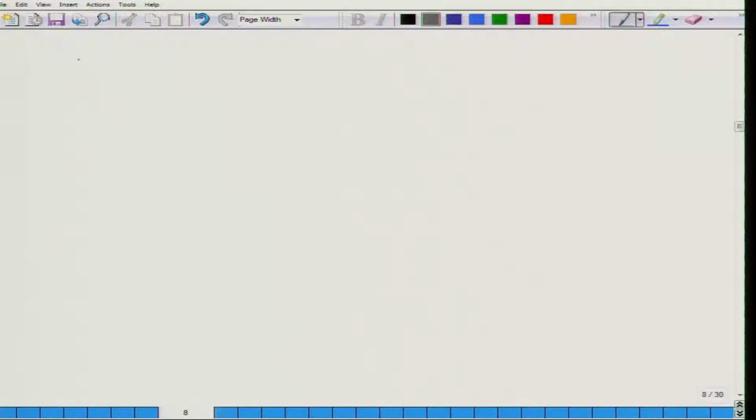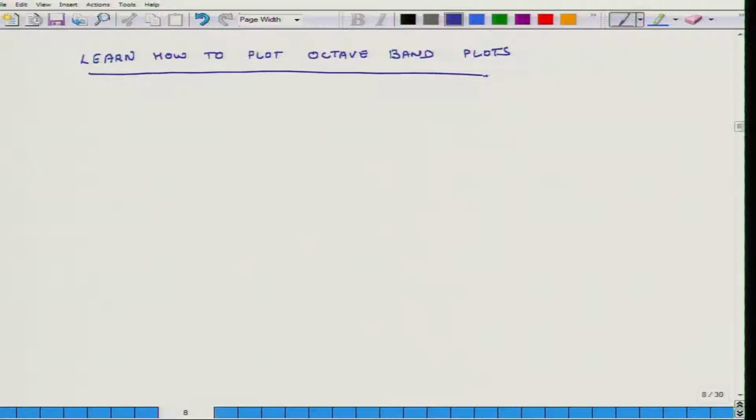So, our goal is to learn how to plot octave band plots. Okay. So, we will construct one hypothetical plot.